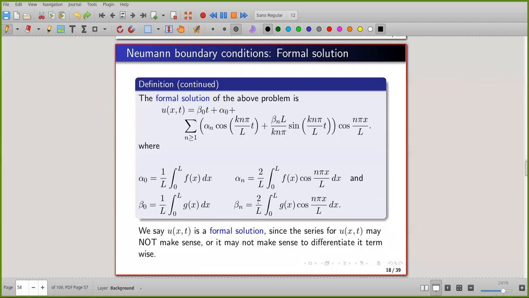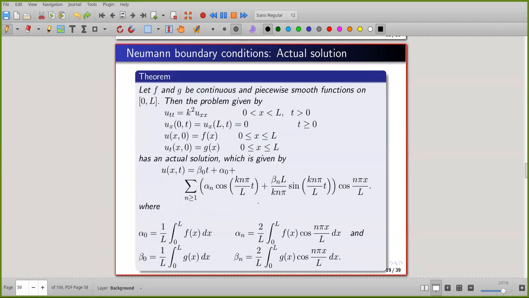Let me just go to this theorem. Let f and g be continuous and piecewise smooth functions on the interval [0, L]. Then we have this differential equation. It has this solution, where the alpha i's and beta i's are given like this.